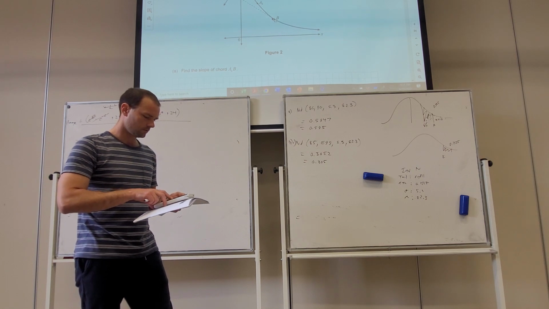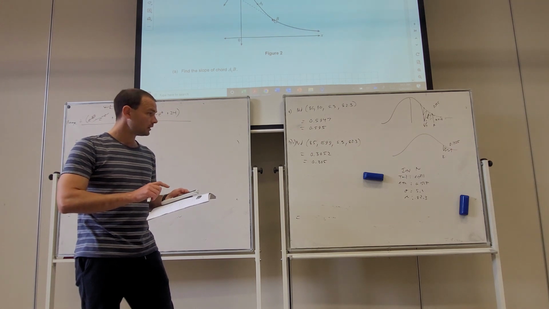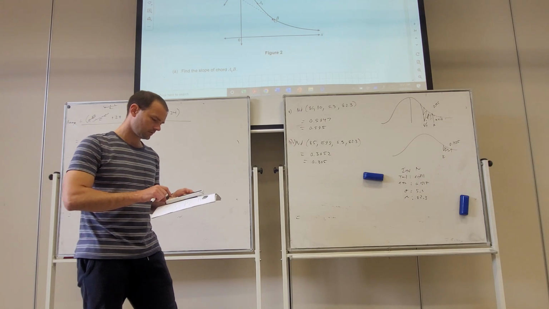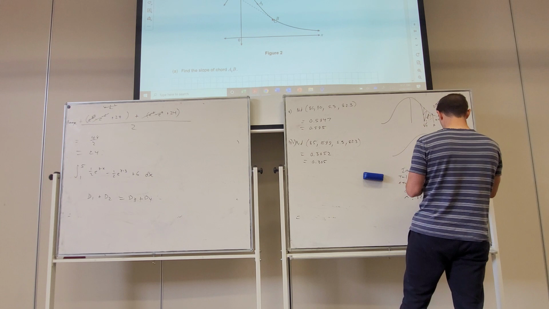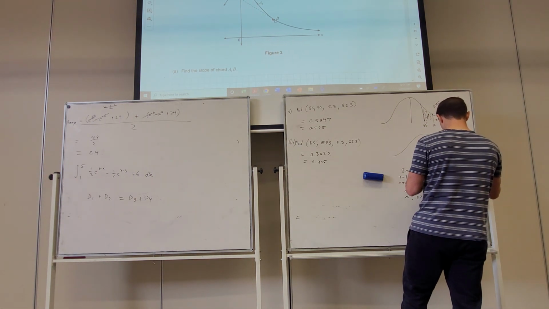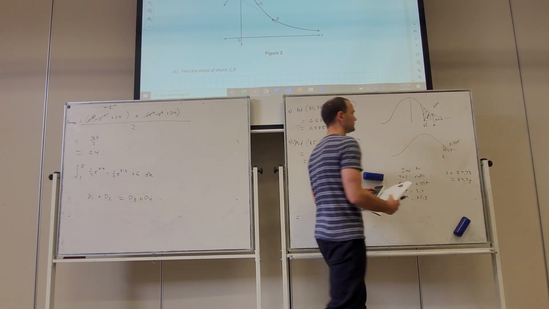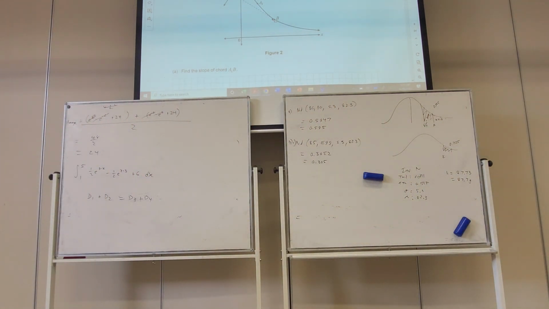Inverse normal: 0.1525, 5.3, 82.3. And we've got K equals 87.73, 87.7 grams. Okay, everyone cool?